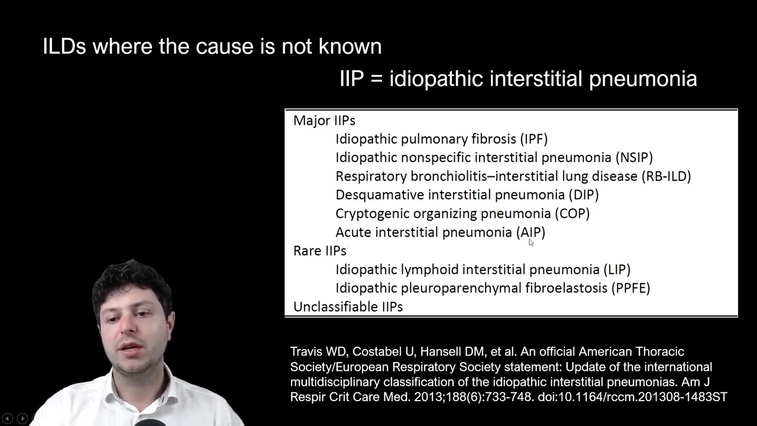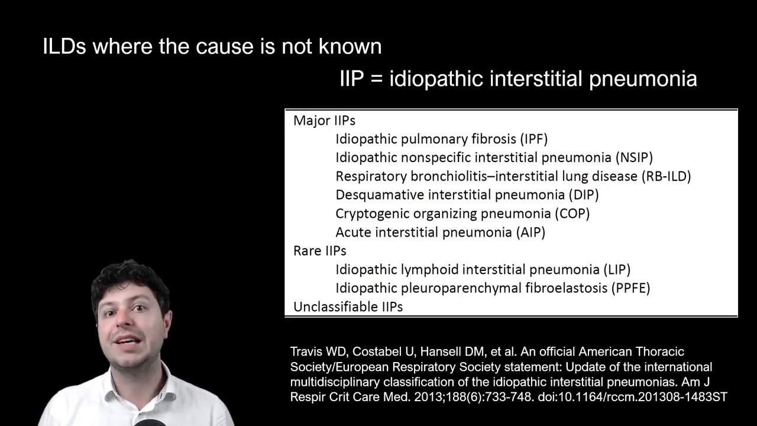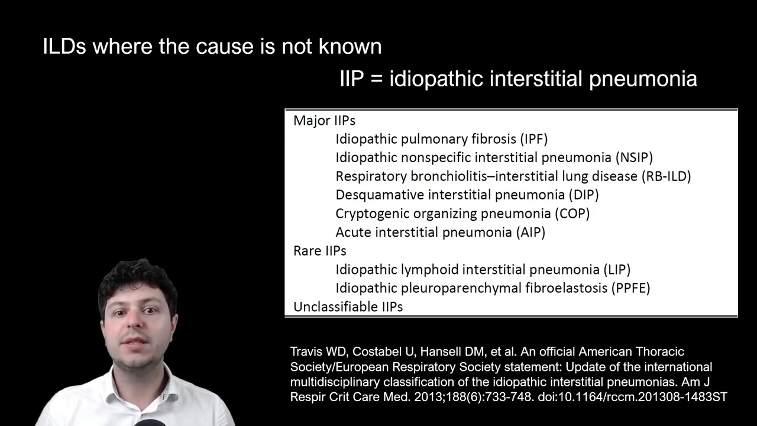Acute interstitial pneumonia, AIP, and then you go to the more rare forms, which is the LIP, lymphoid interstitial pneumonia, pleuroparenchymal fibroelastosis, PPFE. And then when we can't find the classification, because sometimes these conditions can be so strange and so hard to classify, we just call it unclassifiable idiopathic interstitial pneumonia. So this is the classification.